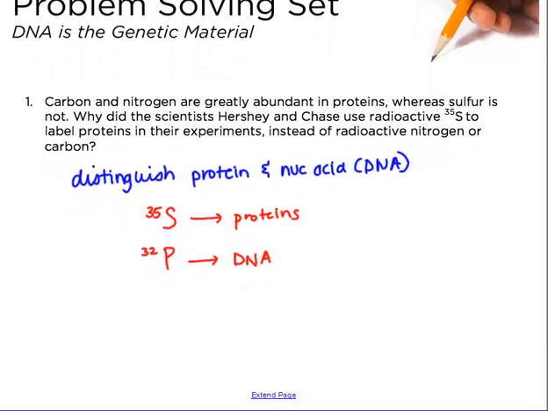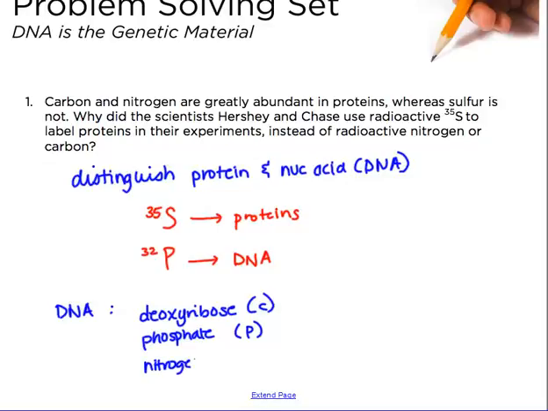Well, what makes up DNA? Remember that DNA is a carbon-based sugar, deoxyribose. So this has carbon. It has a phosphate group, which has phosphorus, and it has a nitrogenous base, which has nitrogen. So if they used radioactive nitrogen or carbon to label the protein, they would end up labeling the DNA as well, and there would still be no way to distinguish between the two.